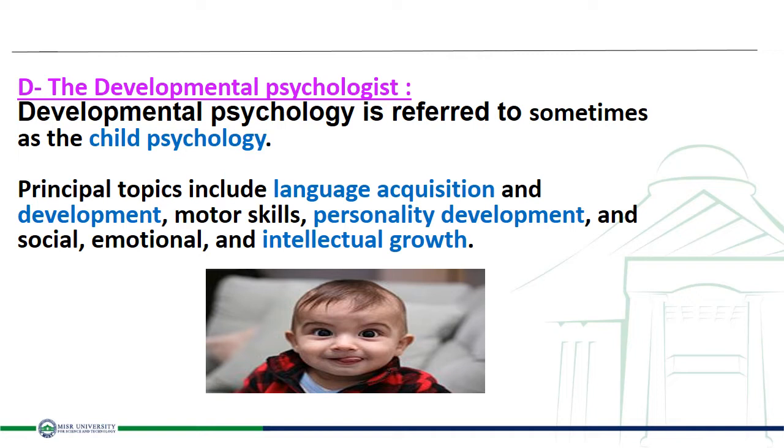If you add any of these words to any psychological function, it will be one topic that is studied in developmental psychology. For example, intelligence growth, intelligence development, language acquisition, motor skills development, motor skills growth, intellectual growth, emotional growth, social development. The main key words are acquisition, development, growth.